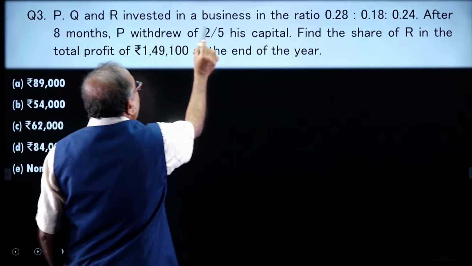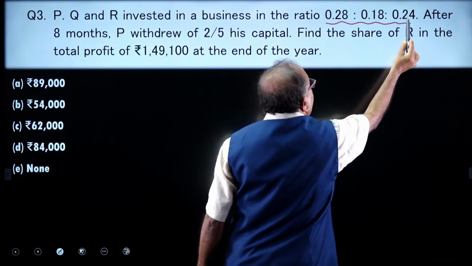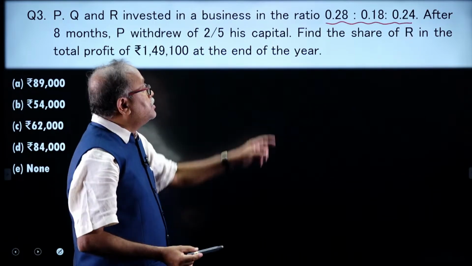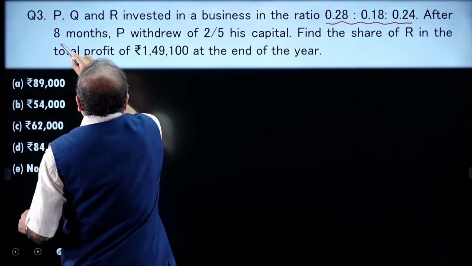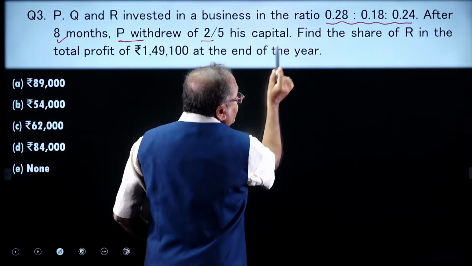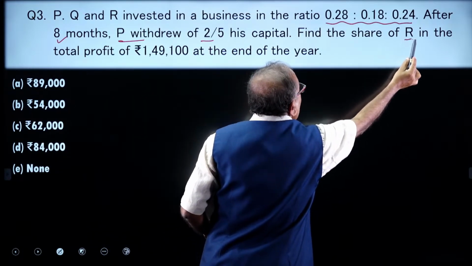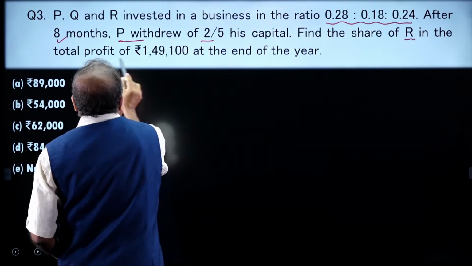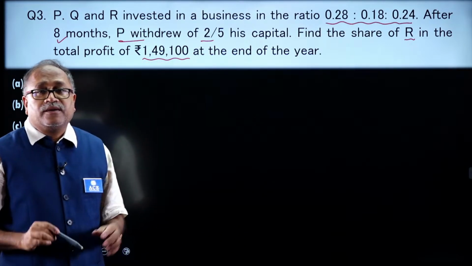P, Q and R invest in a business in this ratio. I picked up this question from a previous year question, and the ratio was given in that format. Now, after 8 months, P withdraws 2/5 of his capital. Find the share of R if the total profit for a year is given to us.